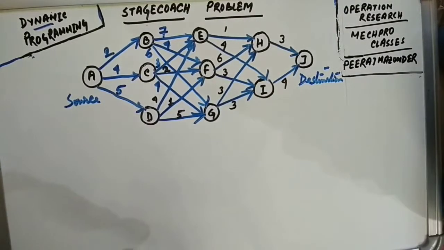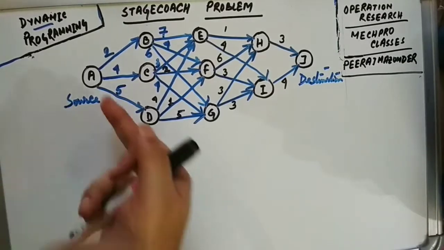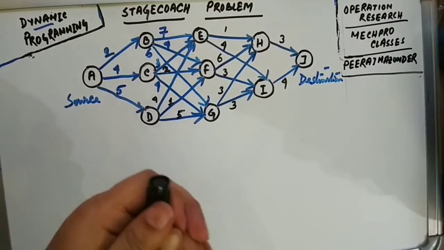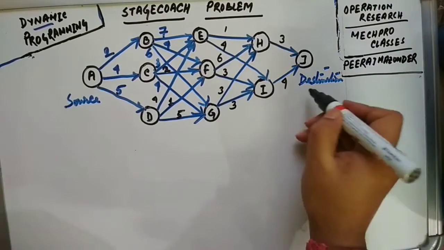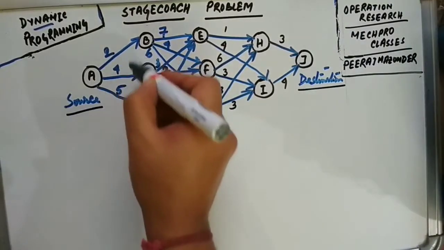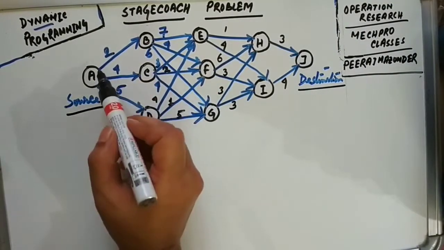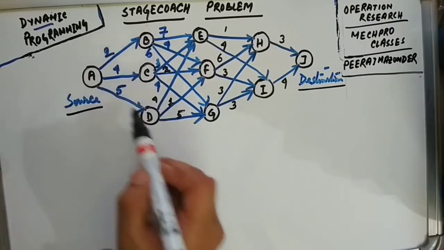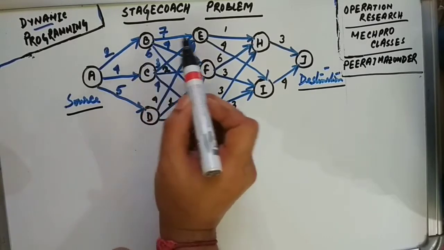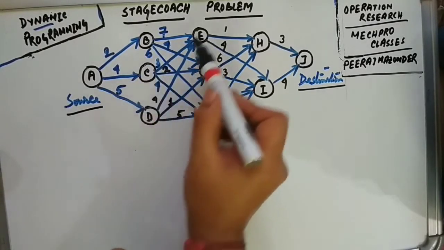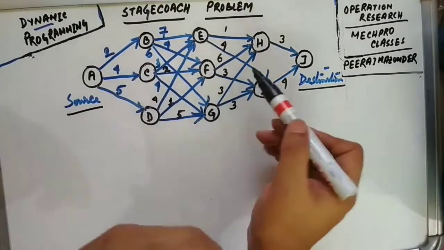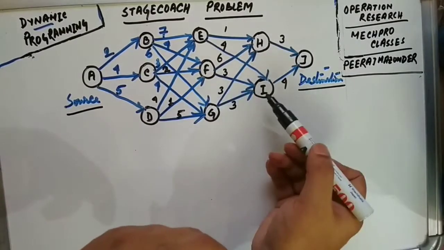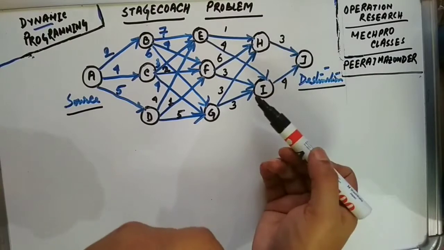Now this is the complete network diagram, or you can say the graph. A is your source and J is your destination, as you can see over here. And the alternative routes are from A to B, A to C, A to D. And from B you can see to E, F. From C it is also E, G. Similarly from F to H, I, and H and I to J, you can say.